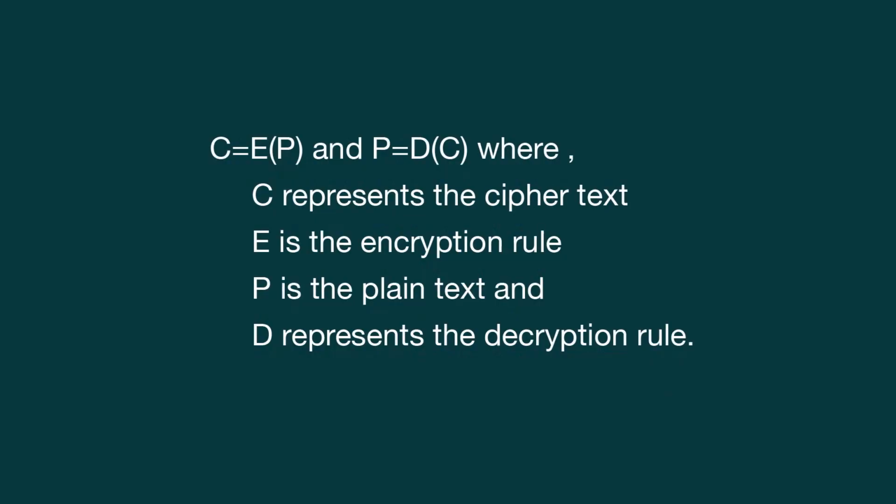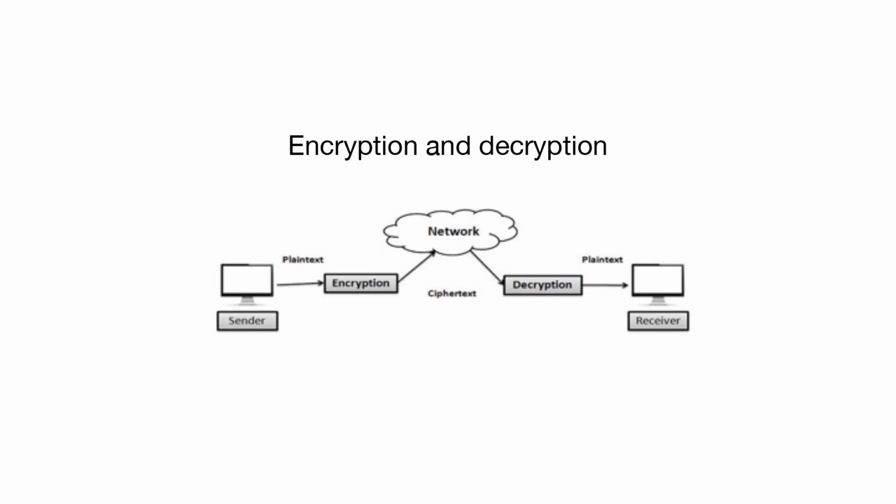The formal notations to describe the transformations are C equal to E of P and P equal to D of C, where C represents the ciphertext, E is the encryption rule, P is the plain text, and D represents the decryption rule. Hence, it is important that when we encrypt a message to protect it from attackers or intruders, we should be able to get the original message back at the receiver side to read it accurately. The encryption and decryption of the plain text is given in the figure.